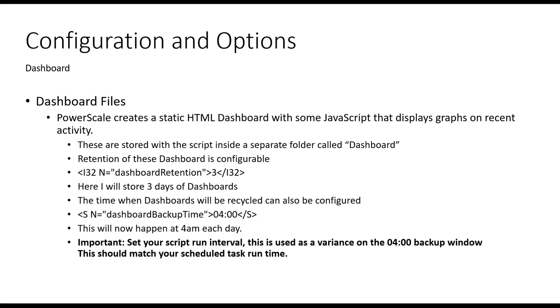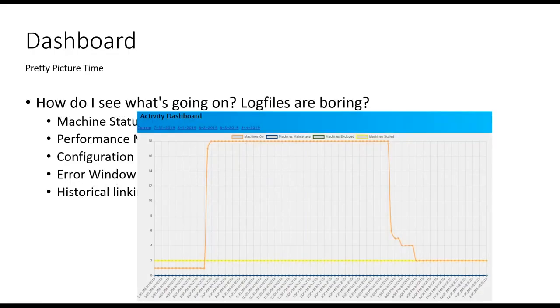All right, so just to be clear, once you've done this, it creates a navigation up the top of the window. We've got current, and then a date for every other dashboard that you can see. That's pretty much what it looks like. If you scroll down, you'll see a bit more. We've got the machine status, as in how many are on right now. Performance metrics, a configuration on the right hand side, and it also shows you errors if there are any in the logs. There's a little window that shows you that too, and your historical linkage up the top.